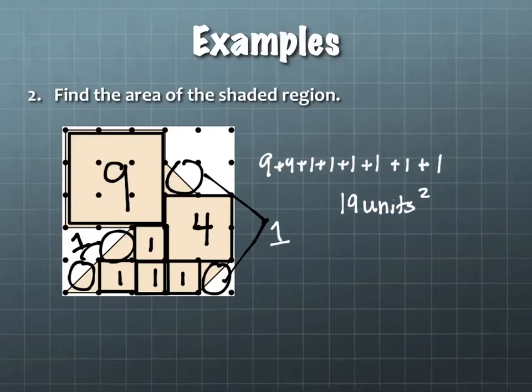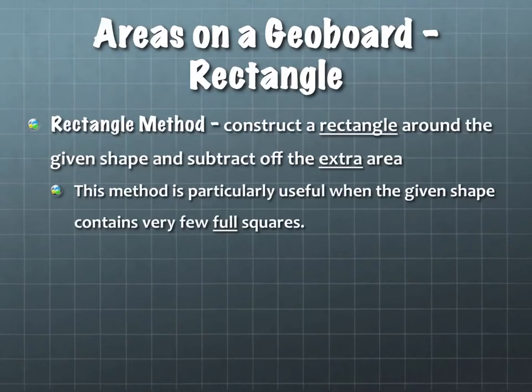So that's called the addition method of breaking all of these pieces and adding all the results of the areas together. There's another method called the rectangle method. Still thinking about our Geoboard or our dot paper, what you do is you construct a rectangle around the given shape and then subtract off the extra area. This method is particularly useful when the given shape contains very few full squares.